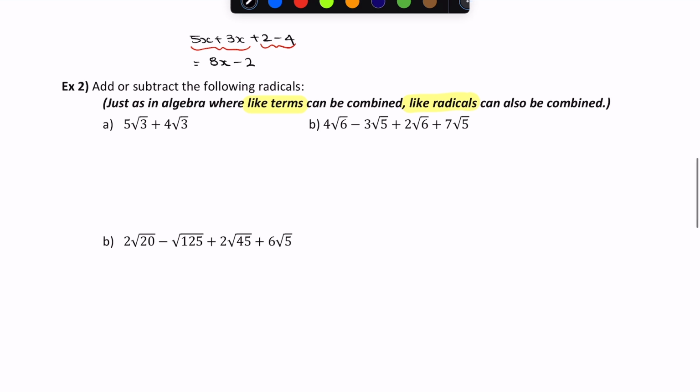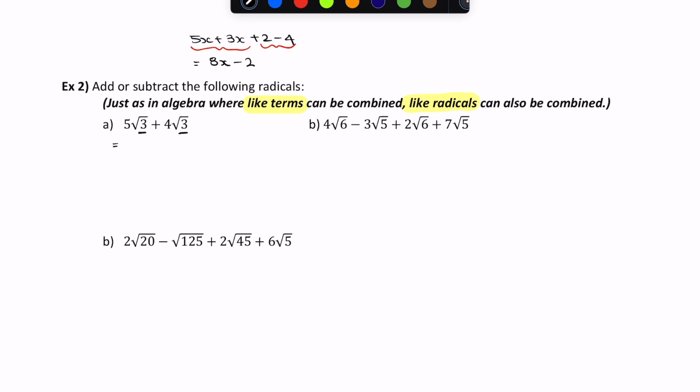In the same way here, we have to understand that the values underneath these square roots have to be the same. In this situation, we see that both of them are square root 3. So when we add them together, we just add the values that are in front.